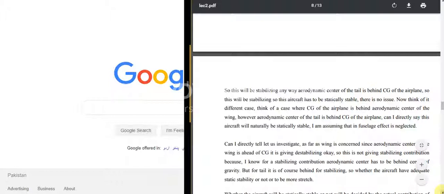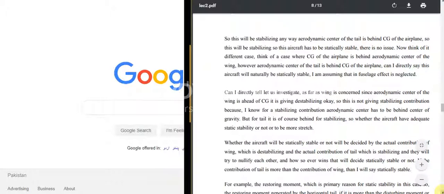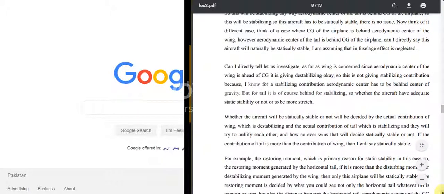So can I directly tell? Let us investigate. As far as the wing is concerned, since the aerodynamic center of the wing is ahead of the center of gravity, it is giving a destabilizing contribution. Okay, so this is not giving a stabilizing contribution, because I know for a stabilizing contribution the aerodynamic center has to be behind the center of gravity.